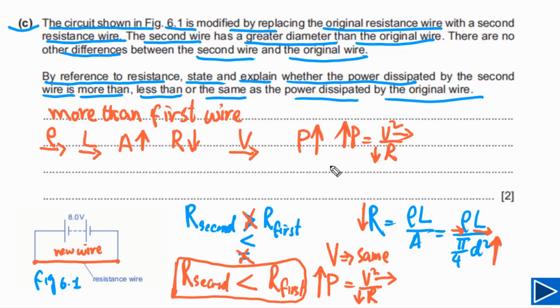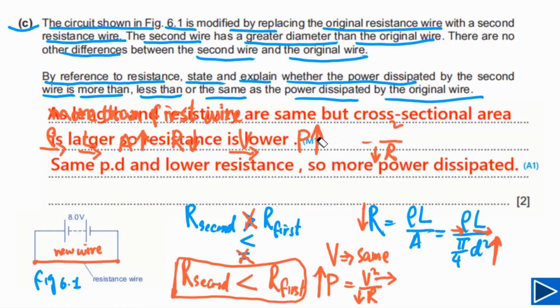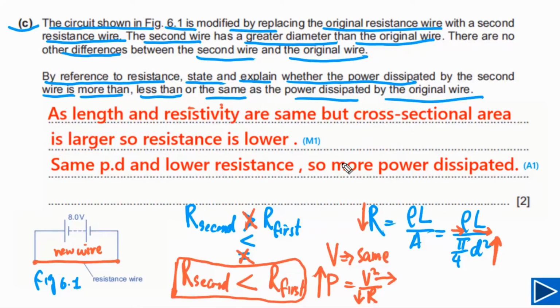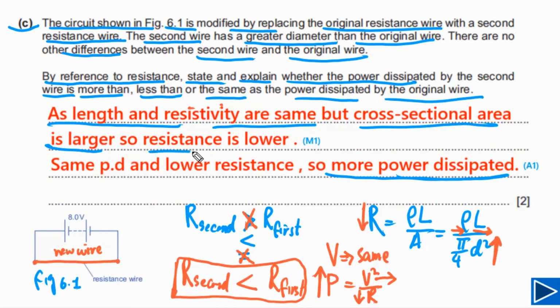Now let me show you how you can write down a proper answer. This is how you can write down your answer. In your answer, you have to mention power dissipated is greater. So this is one. The second one you have to mention is the length and resistivity are the same. Cross-sectional area is larger, so resistance is lower.